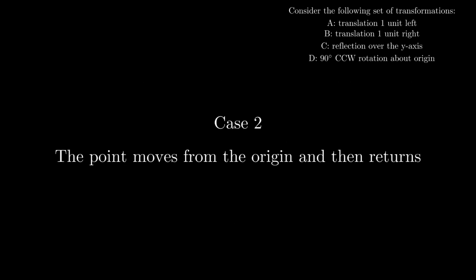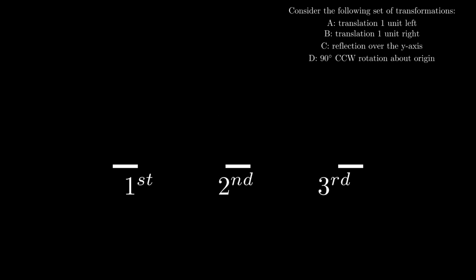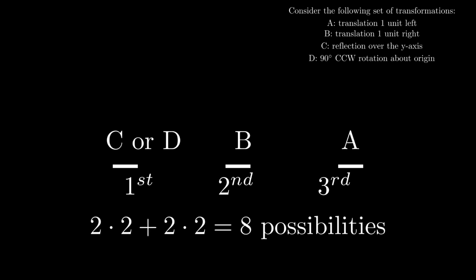The second case involves translations. The second case can be divided into 2 smaller subcases as well. The first subcase is when the translations are applied consecutively. The original point can translate right then left, or left then right. The point can also first translate, then reflect or rotate, or be reflected or rotated, then translated. This sums up to 8 total possibilities for this subcase.